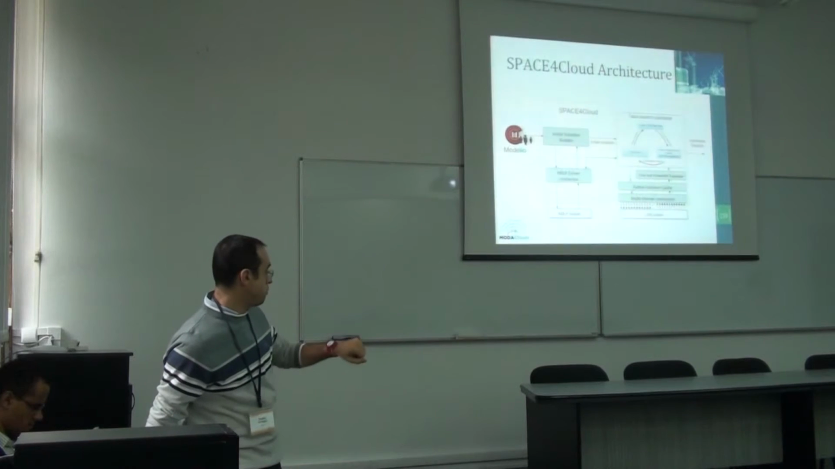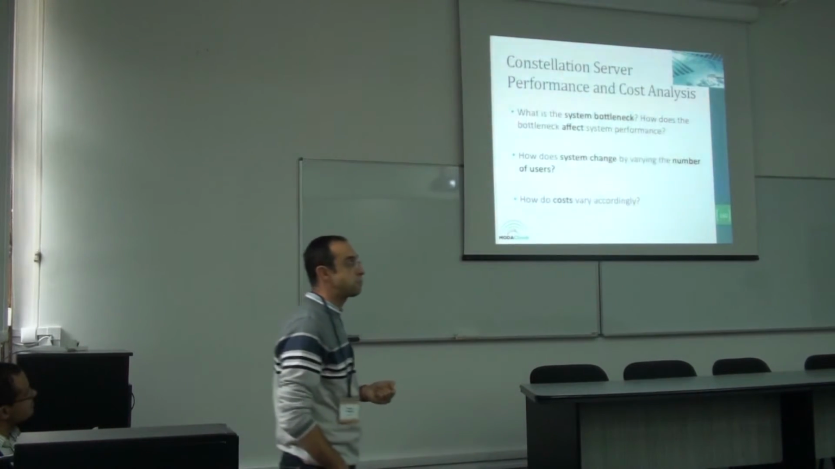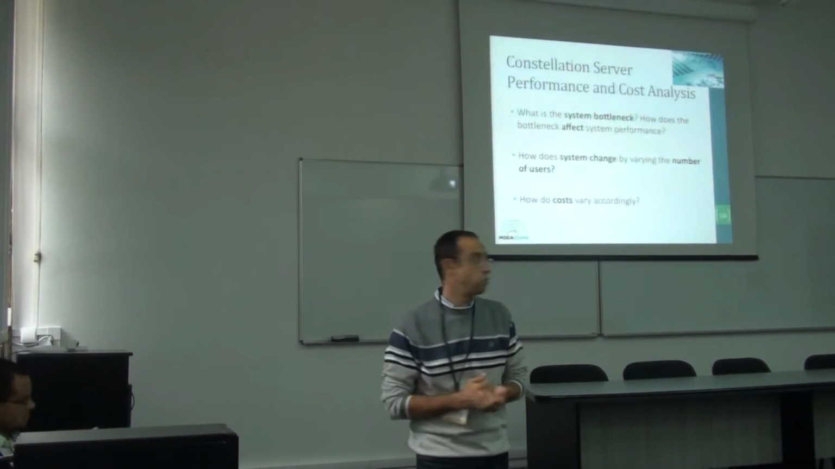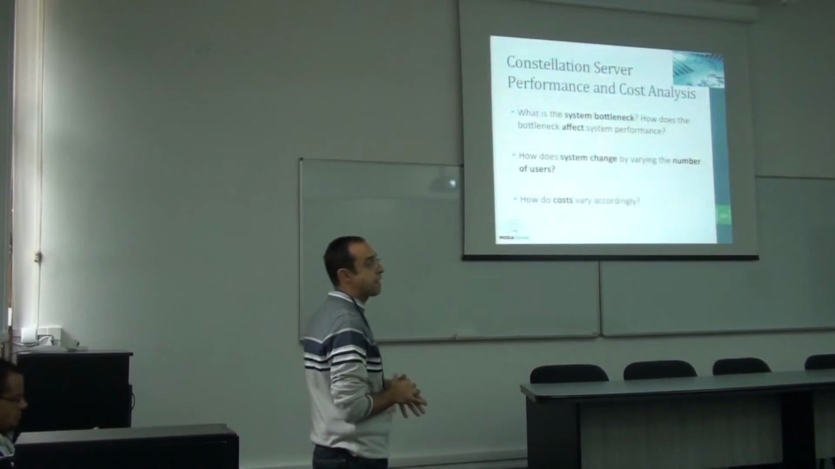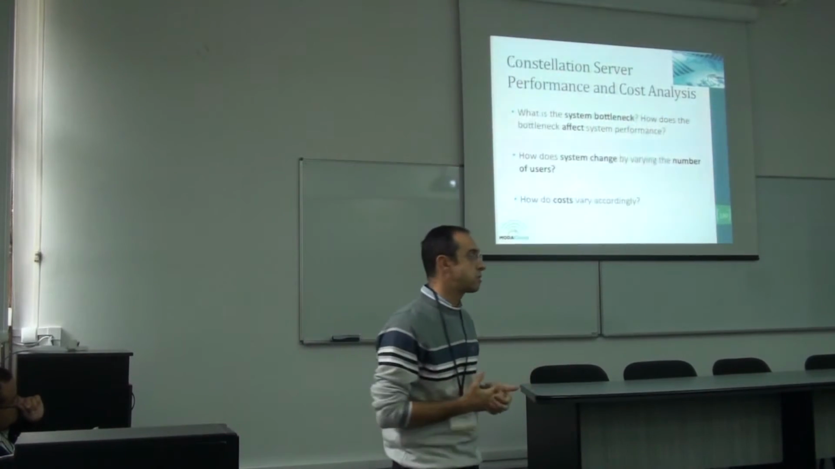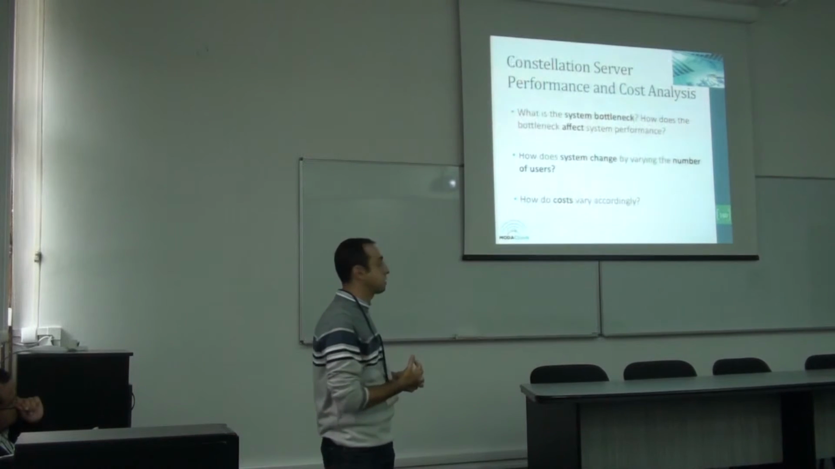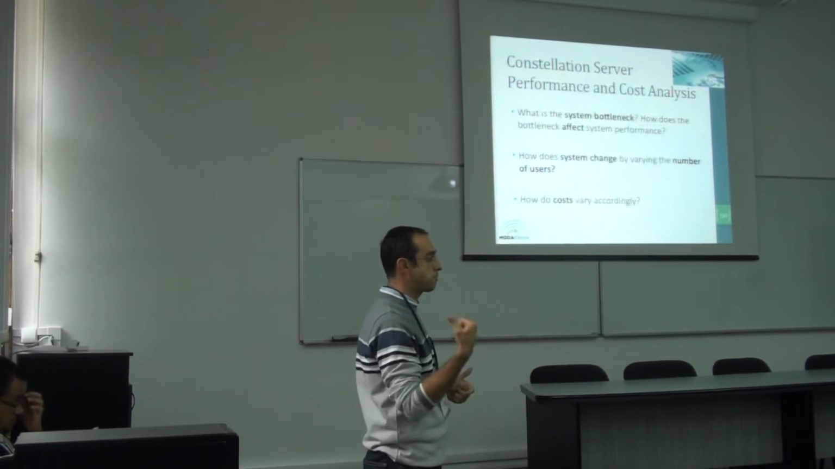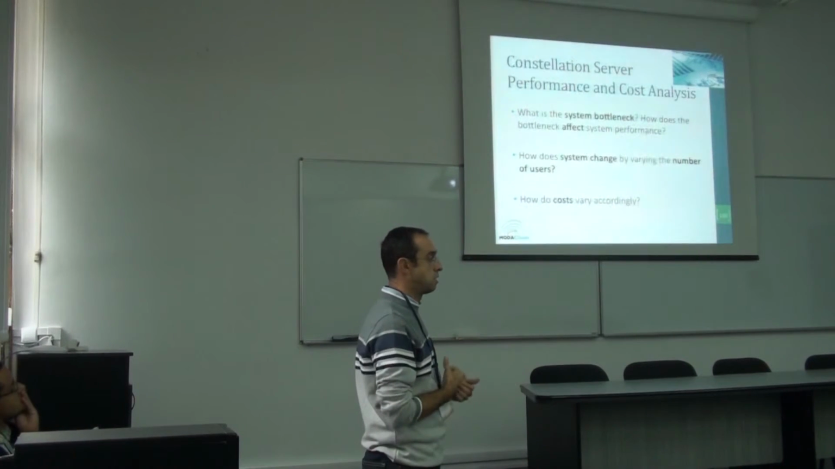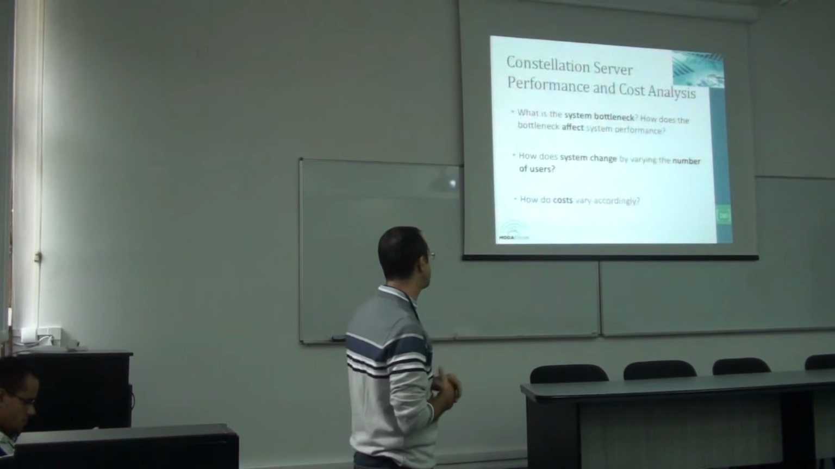So I will skip the details on the architecture of this because I want to devote more time to the constellation case study that we had. Usually in this kind of analysis, the first question you try to answer is, what is the system bottleneck? And we have seen that this can also be obtained using LINE directly, but I will show you now how to use SPACE4Cloud also to get these answers.